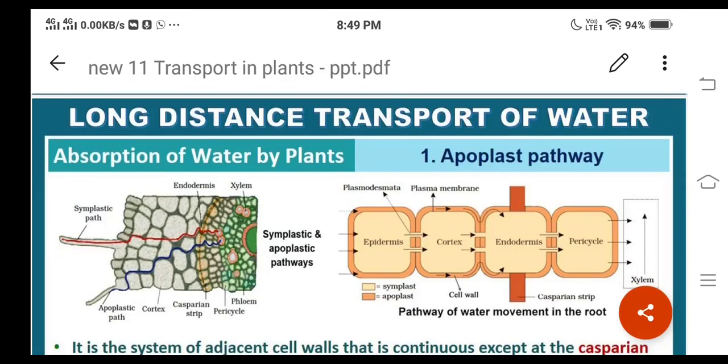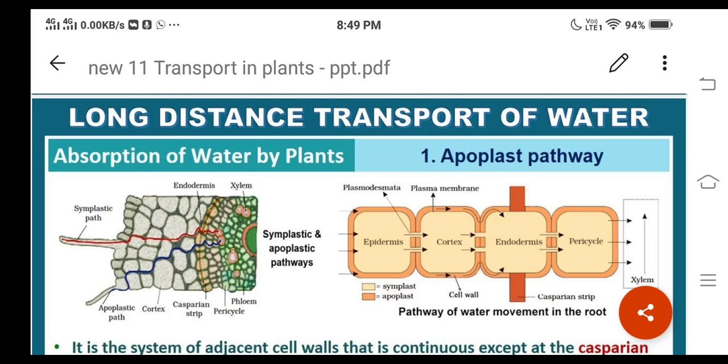Okay, students, in the previous class, I told you about the absorption of water. The absorption of water by plants occurs by two important methods. One is called the apoplast pathway, and the other is called the symplast pathway. In the given diagram, they have shown the transverse section of the dicot root, with lines showing the symplastic path as well as the apoplastic path.